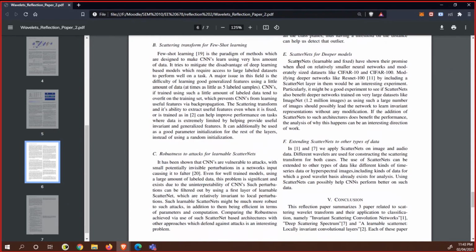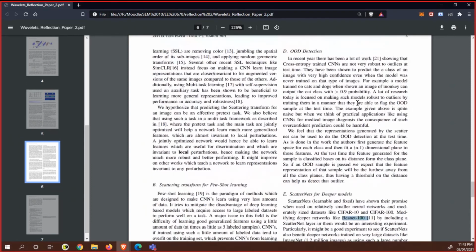The next thing that we think could be helpful is that scatternets could be extended to deeper models. So in these three papers that we have discussed, the models that were used along with the scatternet were quite simple models like PCA and the VGG model. But it would be interesting to see if we get any better results by including these in the ResNet 100, ResNet 101 or ResNet 50 model.